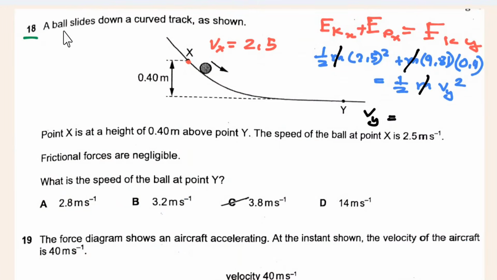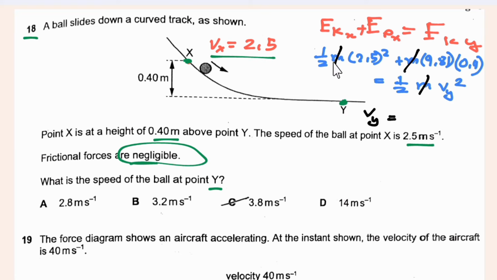Question number 18. A ball slides down a curved track as shown. Point X is at a height of 0.40 meter above Y. The speed of the ball at X is 2.5 meter per second. So at X it has a speed of 2.5 meter per second. Frictional force is negligible, that means there is no work done against friction. What is the speed of the ball at Y?